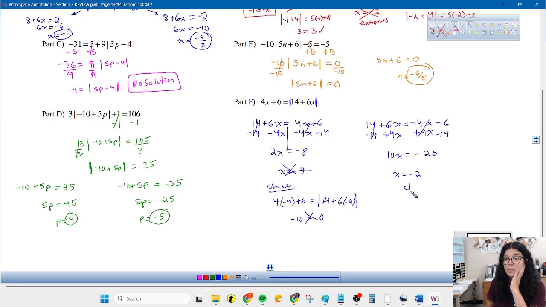Let's check negative 2. So again, plugging into our equation, 4 times negative 2 plus 6, does that equal the absolute value of 14 plus 6 times negative 2?